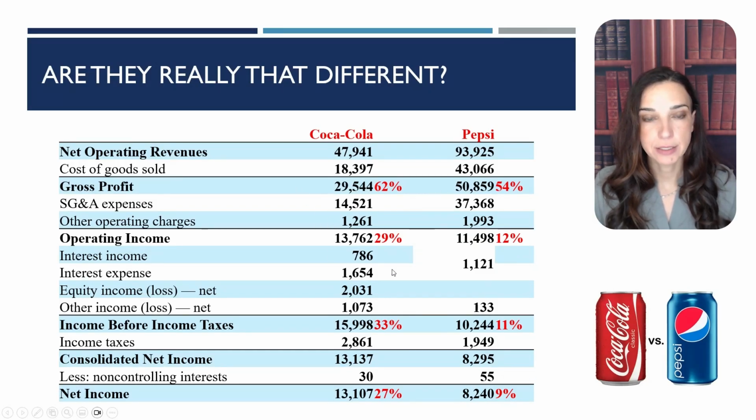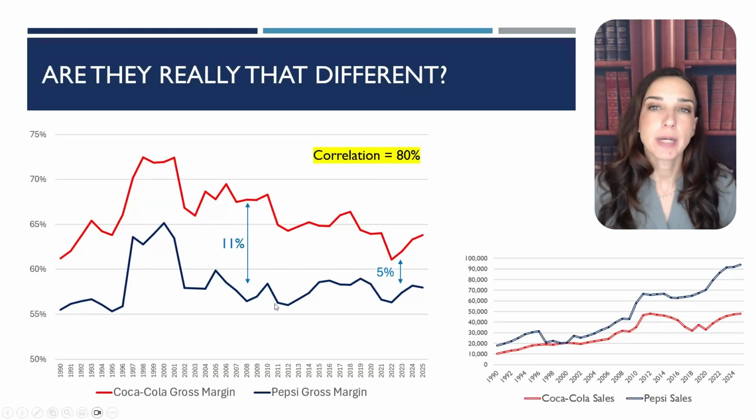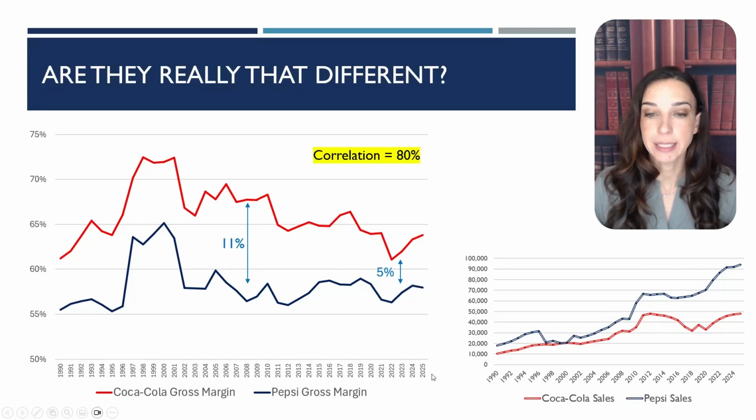You might ask, this is just 1 year. How did these companies actually compare to each other over time? So let's take a look at that. Here, I'm going to look at all of their margins from 1990 to 2025. The gross margin has consistently been higher for Coca-Cola. And the interesting part is this is irrespective of size.